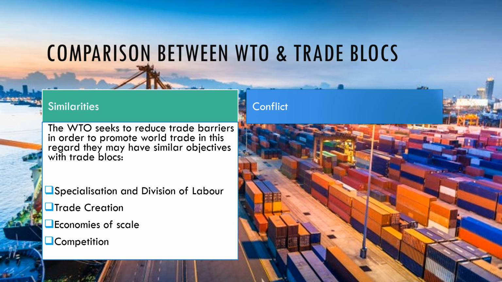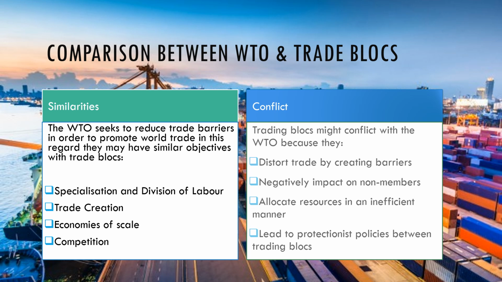However, there can be some conflict between trade blocks and the WTO, because trade blocks might distort trade to some extent by creating barriers, particularly when you go for a customs union or higher. By implementing a tariff for non-members, they're distorting trade. So this might have a negative impact on non-members and lead to a less efficient overall allocation of resources or production process. Often it can lead to retaliation as well between trading blocks, and so more protectionism.